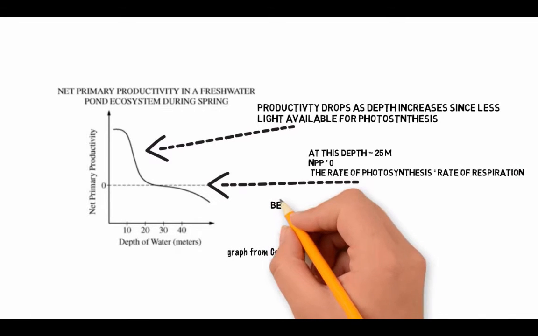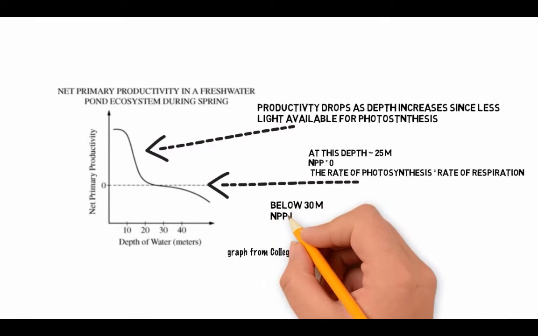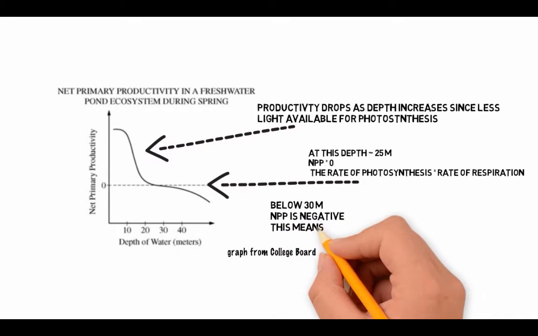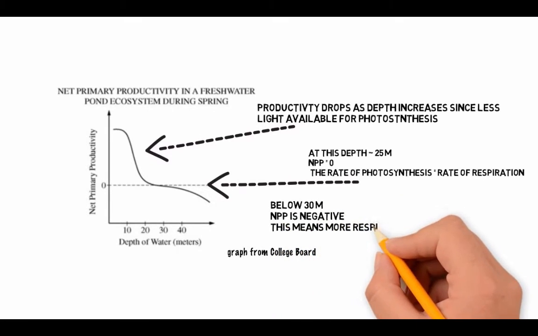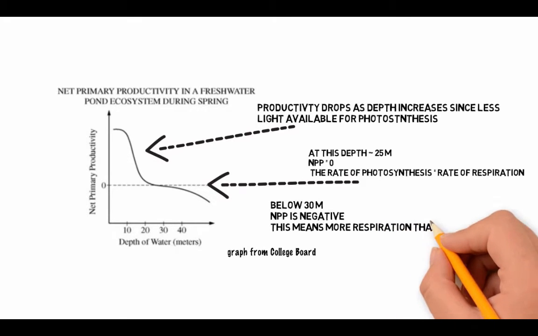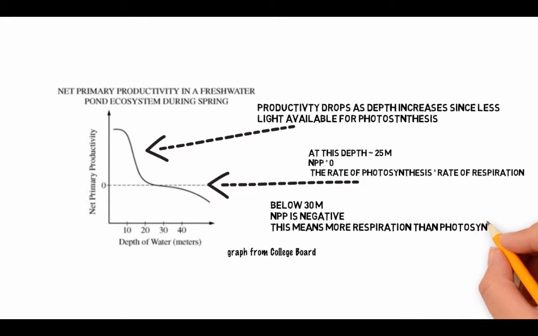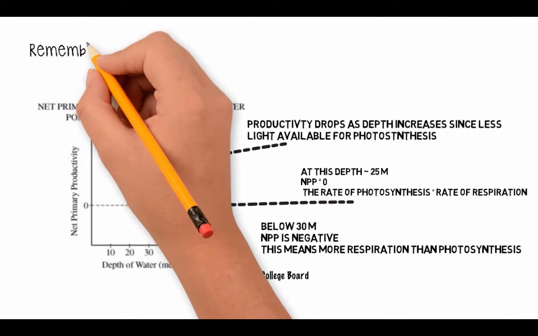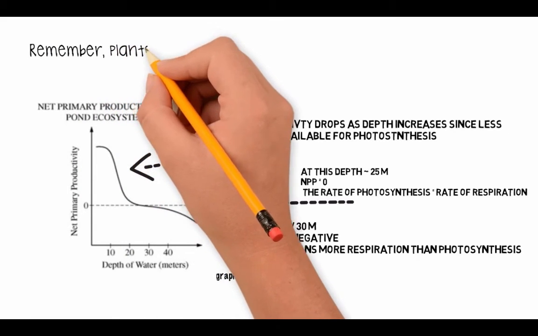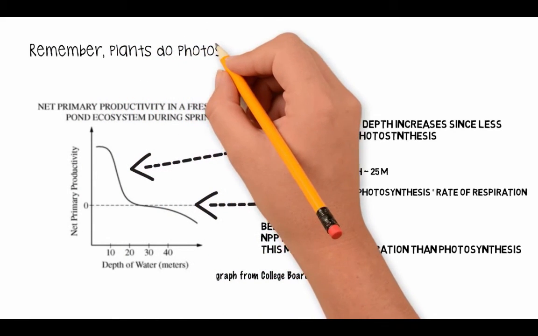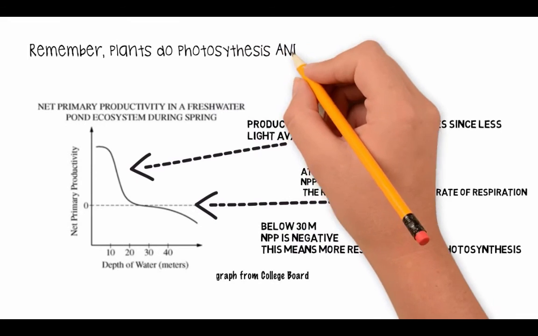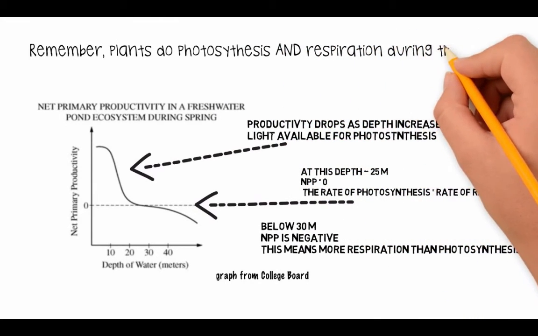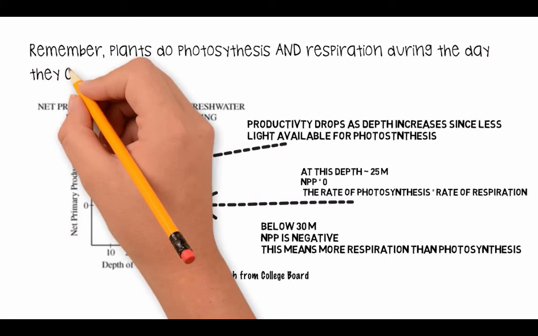Below about 30 meters of depth, the net productivity is 0, since the respiration exceeds the product of photosynthesis. Light may not penetrate much past this depth of lake at all. It's important to remember that plants undergo both photosynthesis and respiration during the daylight, but only respiration during the dark hours.